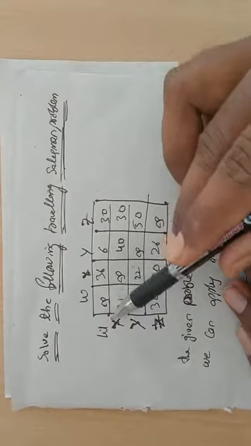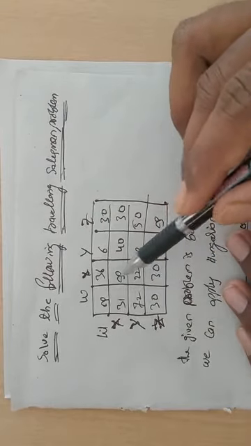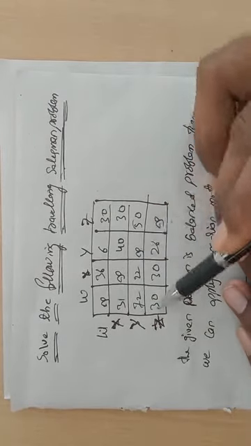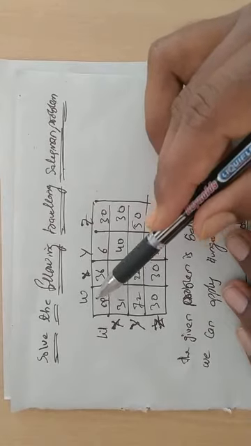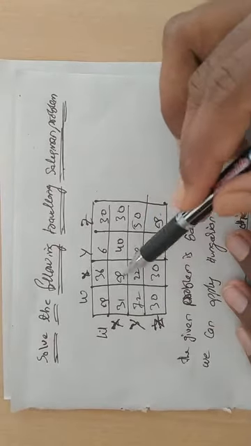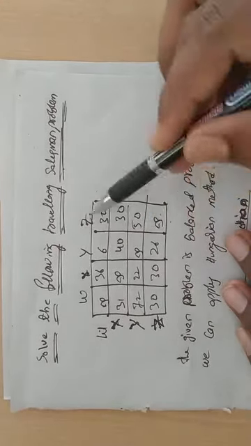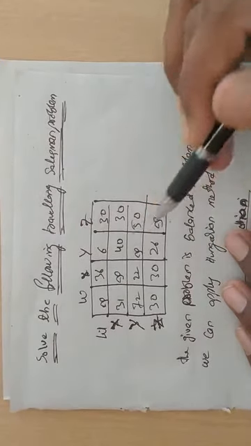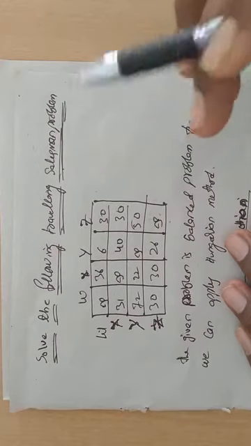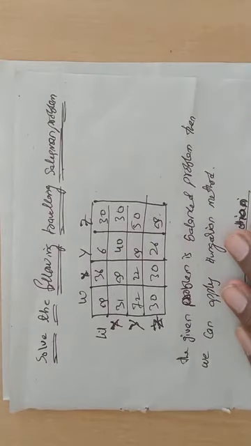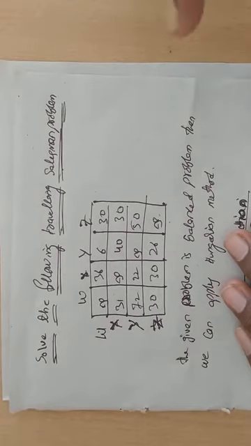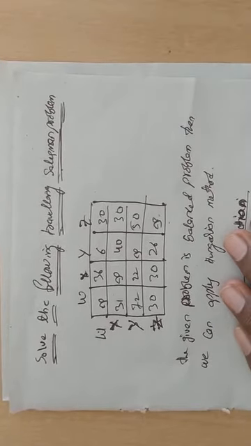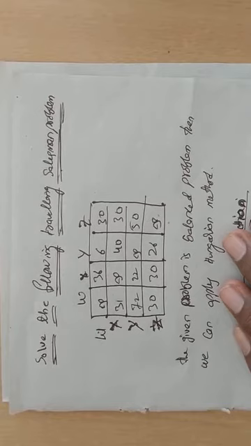Here also 1 to 1, 2 to 2, 3 to 3, 4 to 4. Okay? So cell 1 to 1, cell 2 to 2, cell 3 to 3, cell 4 to 4. So we assign infinity. So in the salesman problem, in the given problem, in the diagonal cells, we are assigning infinity.